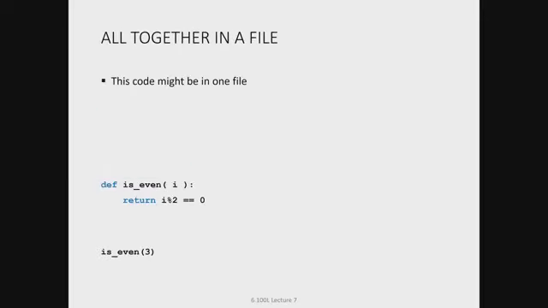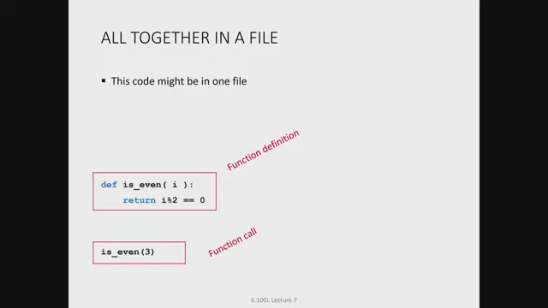So the way that the code looks, just this definition of is_even and then running a function call, is this. This is all that we would have in our file, right? So here we have our function definition. And then at the same indentation level, we have a function call, right? Because the call is not part of the function. The call is just making use of the function that we wrote.